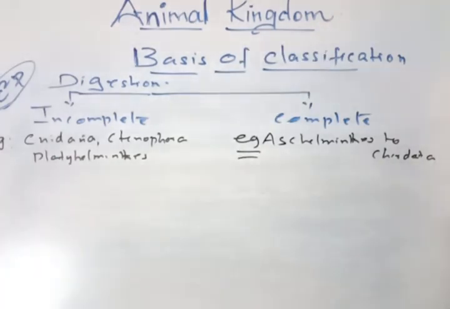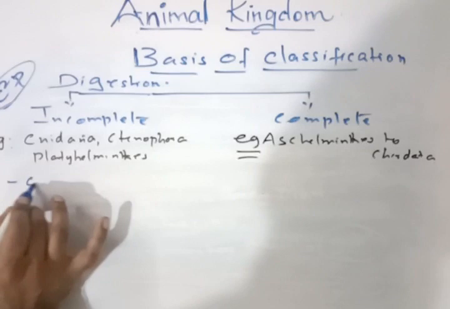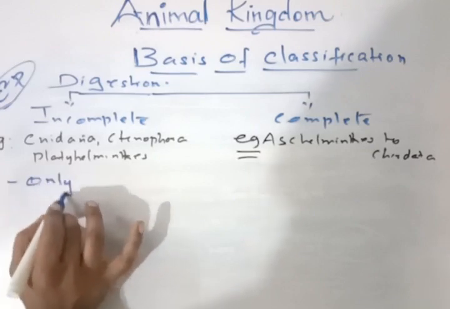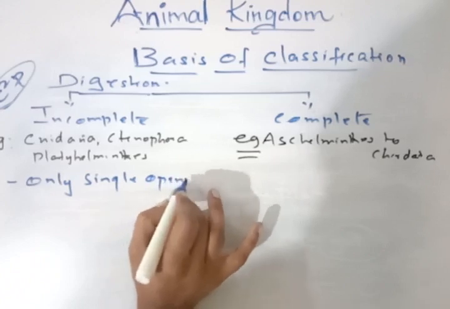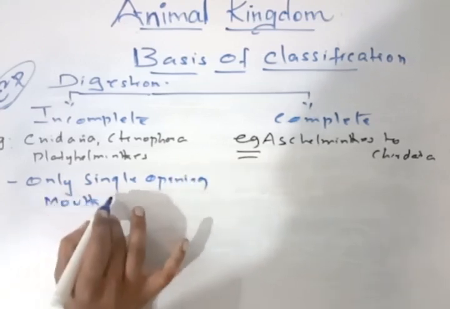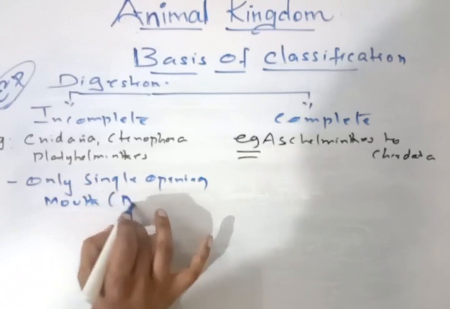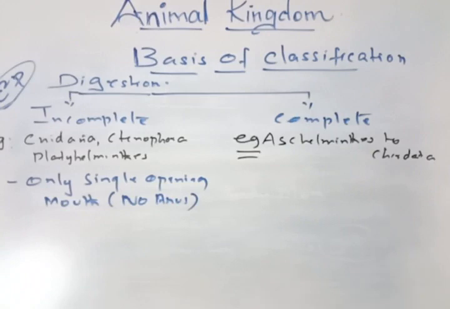First we will discuss incomplete digestion and then go for complete digestion. Okay, right. Examples of incomplete digestion are Cnidaria, Ctenophora and Platyhelminthes. Now here they have only a single opening, only one opening. In the sense, they have only a mouth. No anus. Anus means the excretory opening.